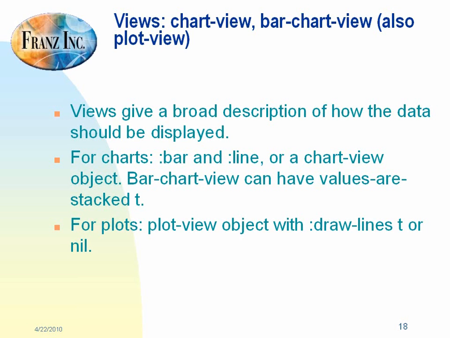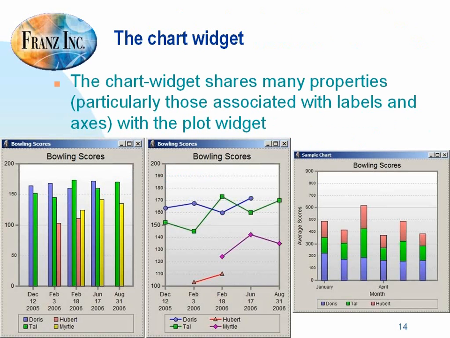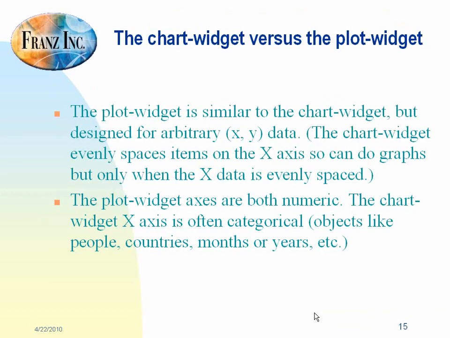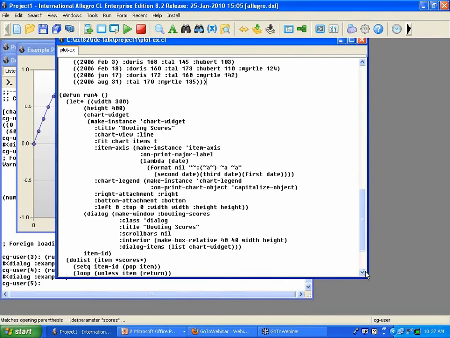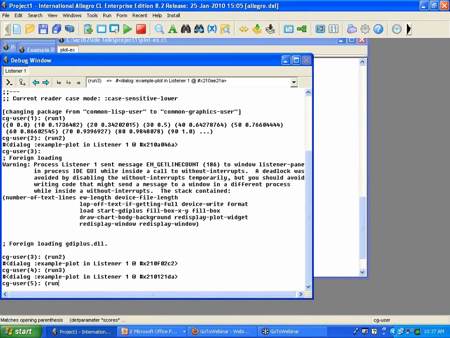So for charts, bar and line are two views, but they're also chart view objects. If you have a chart view object, you can also have a bar chart view, and that's where you can have the property values are stacked being t, and that will produce that bar chart that we saw back here, where it takes the three values and adds them up rather than displaying them as separate charts. So we have another example. Here we have bar chart. This is one of those examples. Let's have a look at it.